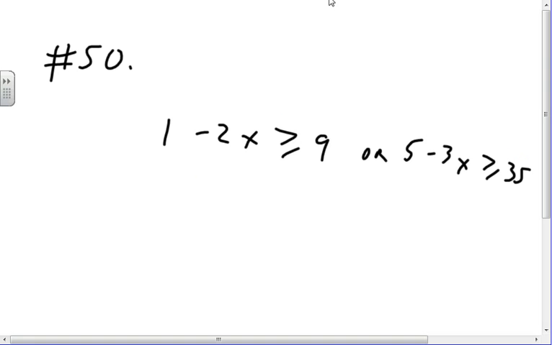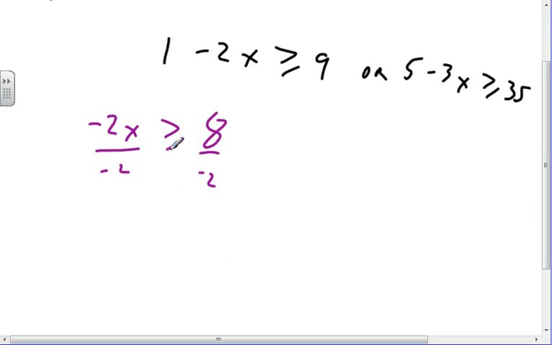All right, so we take the first guy and we say, well, subtract 1 from both sides. Minus 2x greater than or equal to 8. And then we're going to multiply both sides by minus a half. And we remember that when we do that, we have to turn this inequality around. So x is less than or equal to minus 4.